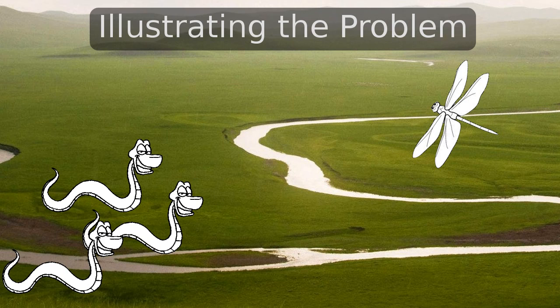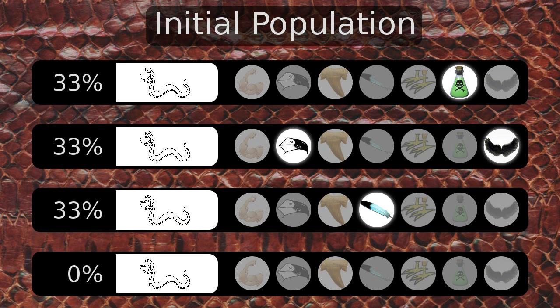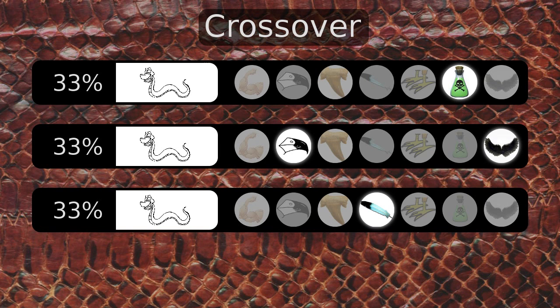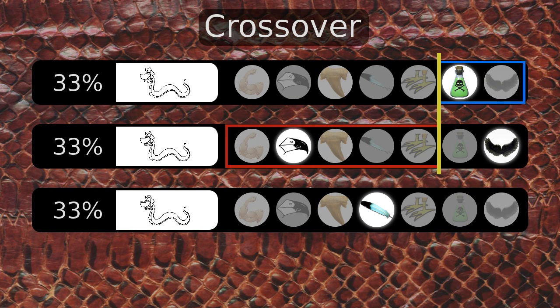A lot of the times with genetic algorithms, though, we won't know what kind of solution we're looking for. So with our initial population, we see that we have one snake with poison, another one with wings, one with a beak, and another one with feathers. The snake with the lowest fitness has been cast out of the population, and the remaining snakes reproduce. The snake that was evaluated the highest will reproduce twice.